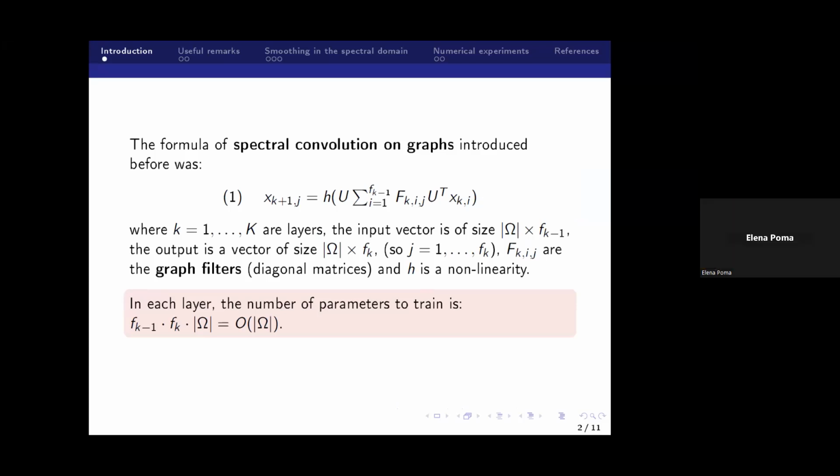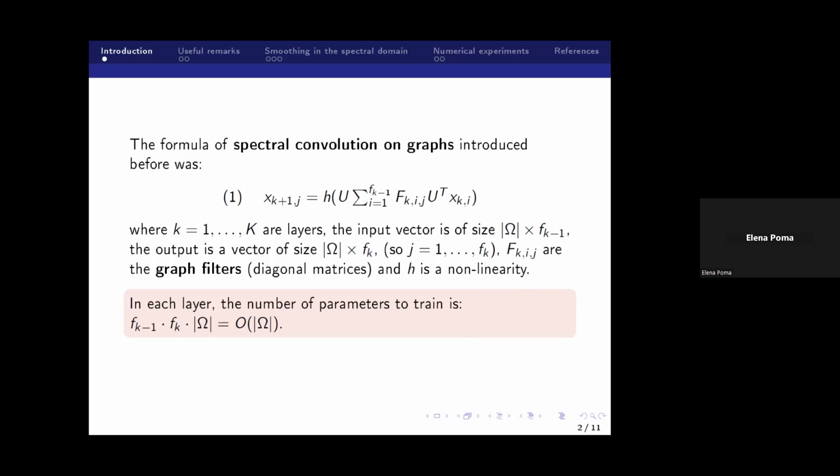My colleague Francesco just introduced this formula for the spectral convolution on graph, where the F_kij are matrices of size n times n, where n is the cardinality of omega. These matrices contain the parameters to train at each layer. The layers are big K, and the input vector is of size n times F_{k-1}, where F_{k-1} is the number of features for each node of the graph. And the output vector is of size n times F_k. And h is a non-linearity applied to the vector.